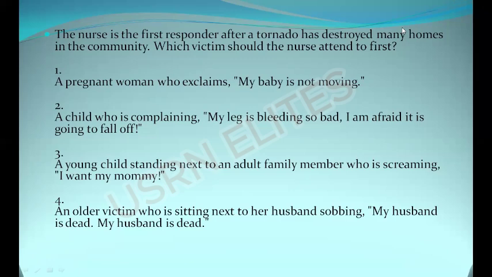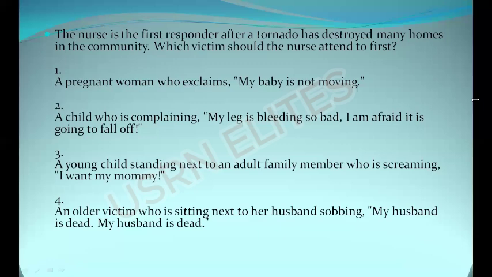Number three, the child is standing by the family member. So this one, you really don't have to worry much about. The family member will take care of the child. Then number four, the husband is already dead. So this one, the person needs psychological support. But there is a client who is bleeding, so you have to attend to the bleeding case. Thank you. So you will choose two? Yes. Okay, very interesting.